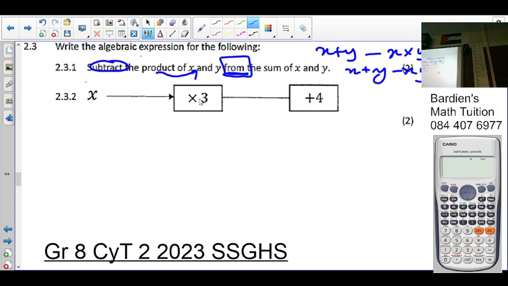Either one would have gotten you the full mark. If you swap it around, you're going to lose the mark, because whatever follows from, you write first. People, for 2.3.2, what happens to x first? It gets multiplied by 3, then plus 4. So that's going to give you 3x plus 4.